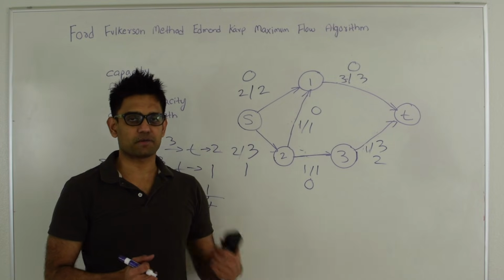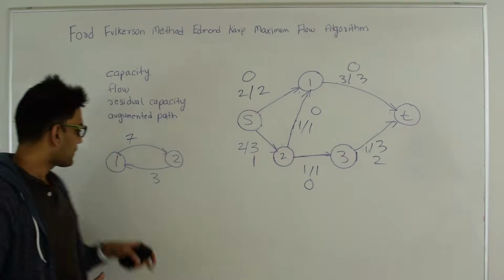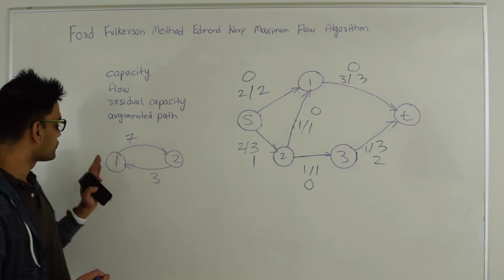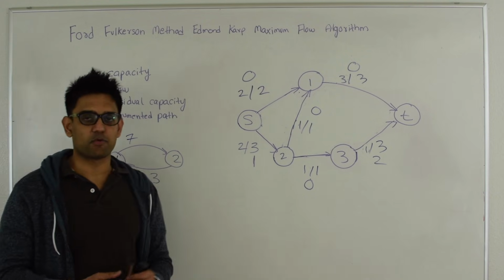Let's discuss one more thing before looking at a harder example. Let's say we have 2 nodes with a capacity of 7 from 1 to 2 and capacity of 3 from 2 to 1. And let's assume that these 2 nodes were part of some flow network.